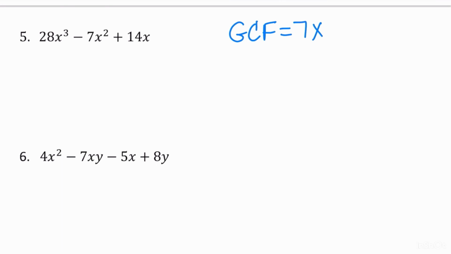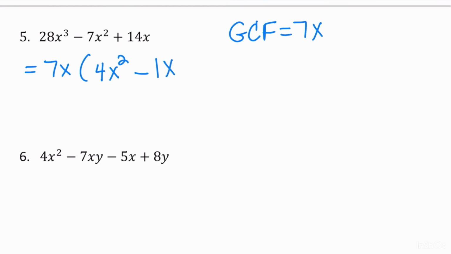Now let's go ahead and factor. This is going to equal 7x. 28 divided by 7 is 4. X cubed, but I took 1 out, so I'm left with the difference of x squared. Minus 7 divided by 7 is 1. You can write the 1 if you want, but right now we really don't have to because I am going to have an x here. X squared over x is just x.